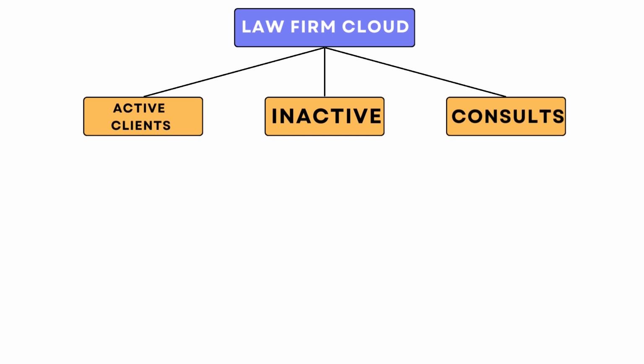The third one could be for consults, people that never ultimately hired you. That could be a third one if you want to have that as a separate category. I find that pretty useful. Now within each one of those folders, so let's say within your active client folder, you can either leave all of your client names in there, and that's just how you locate them.